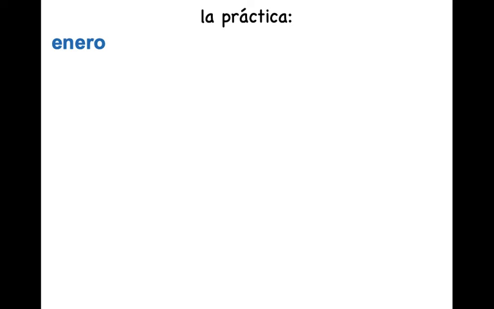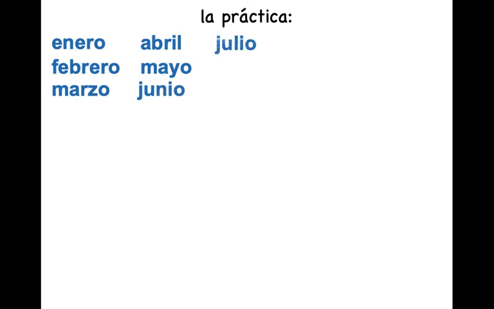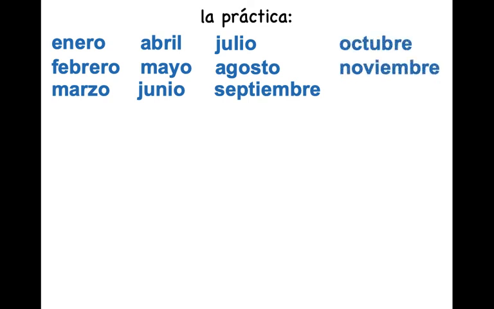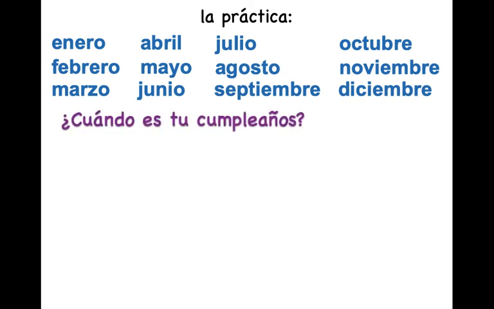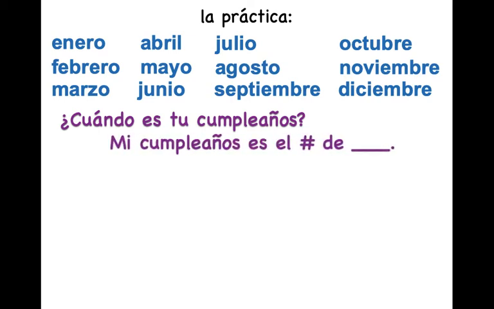So la práctica, let's say the months again. Say them with me. Enero, febrero, marzo, abril, mayo, junio, julio, agosto, septiembre, octubre, noviembre, diciembre. I'll ask the question, ¿cuándo es tu cumpleaños? And the response is, mi cumpleaños es el número de mes.